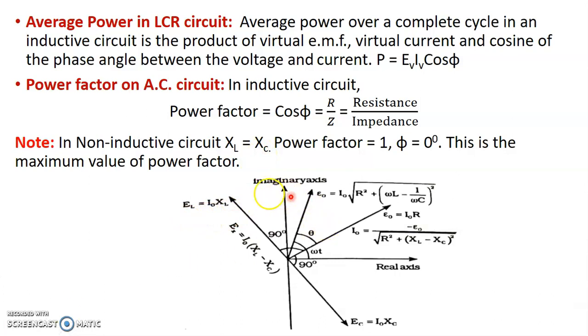Now if I plot all the terms expressed over here, I = epsilon naught over the square root of R squared plus (XL − XC) whole squared, or epsilon = I naught times the square root of R squared plus (ωL − 1/ωC) whole squared.